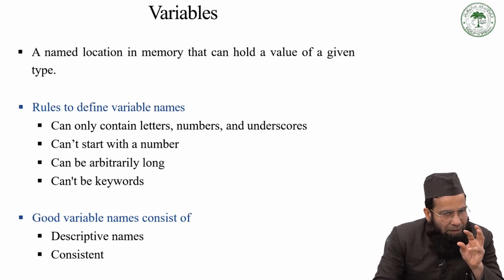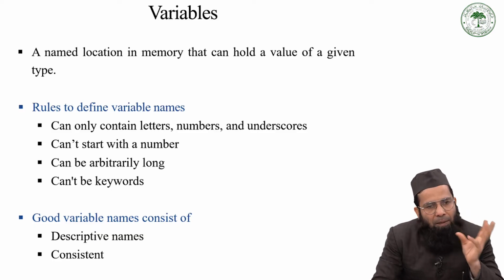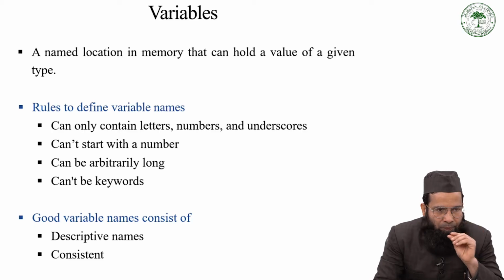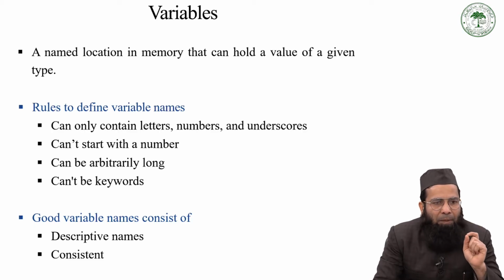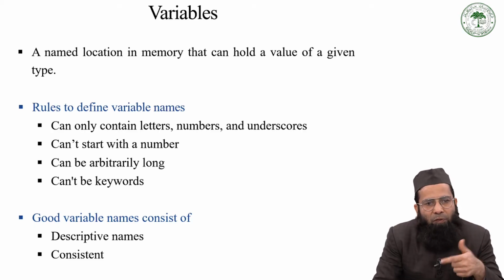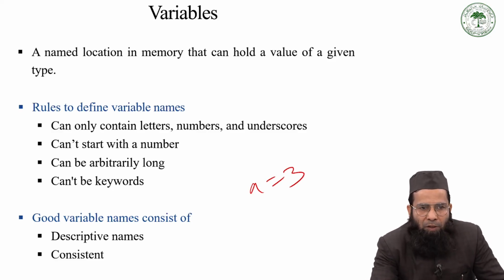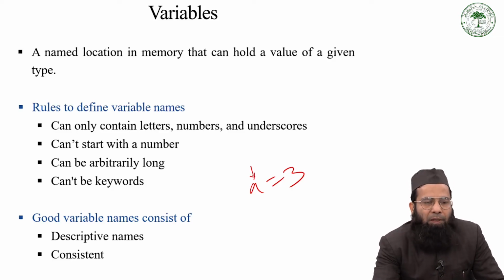We'll first see what the rule is for variables, and the same rule applies to identifiers as well. So what is a variable? A named memory location that can hold a value of a given type. Suppose you have declared a is equal to 3, right? So this is actually a variable. A is a variable that can hold a value of 3.